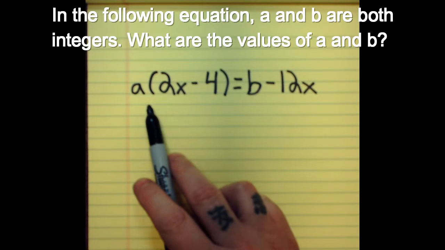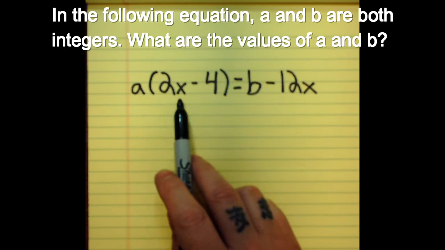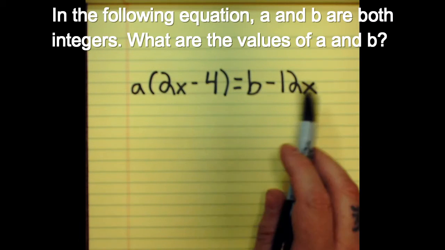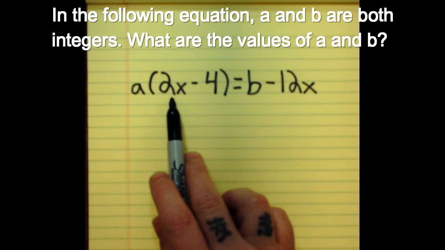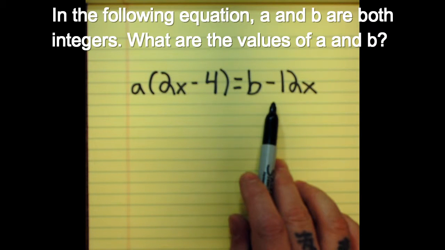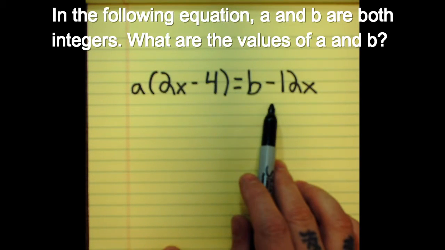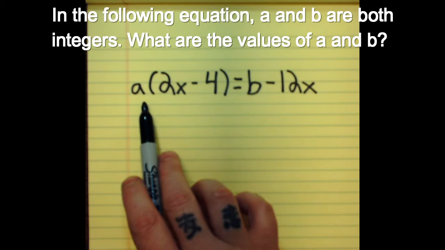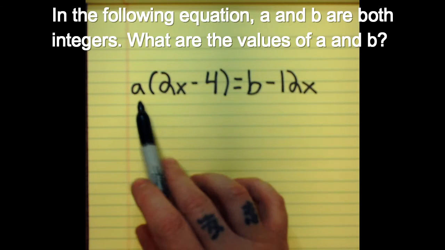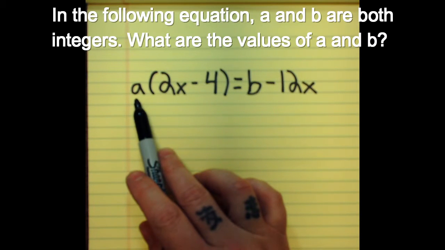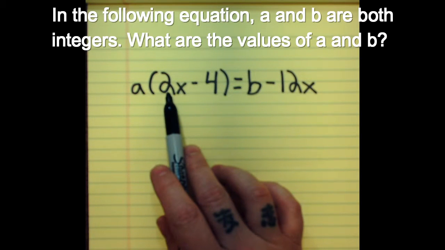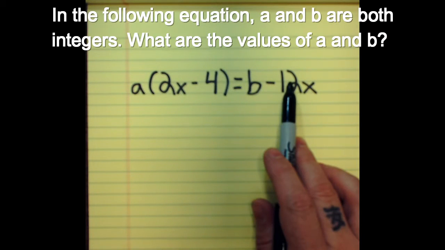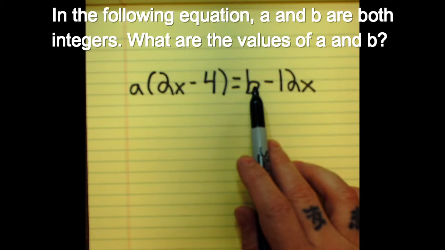So for this kind of equation, you normally think you would want to solve for x, but in this case we want to get one side of the equation to equal the other side of the equation with no variables. So we need to try to figure out what value a can hold that, once we distribute and then move the x over, is going to equal b. And then we've got to figure out what we can make b.